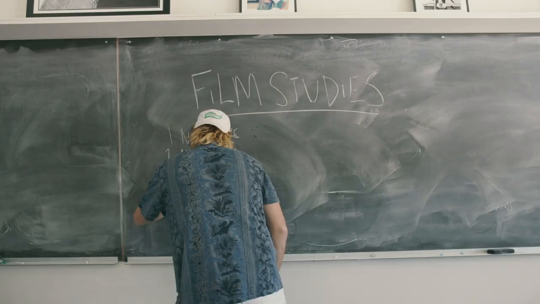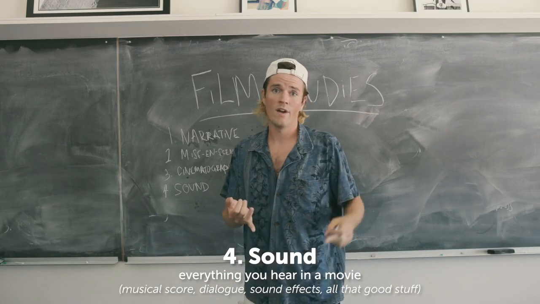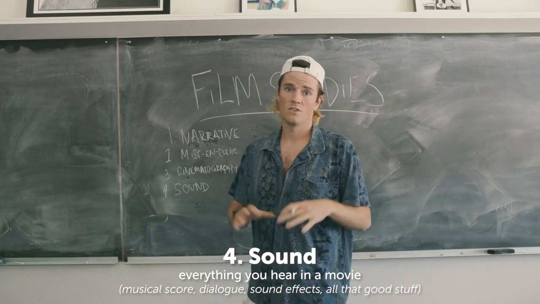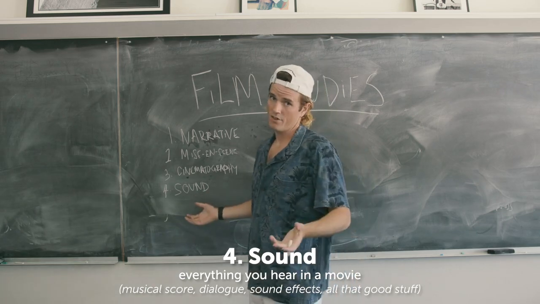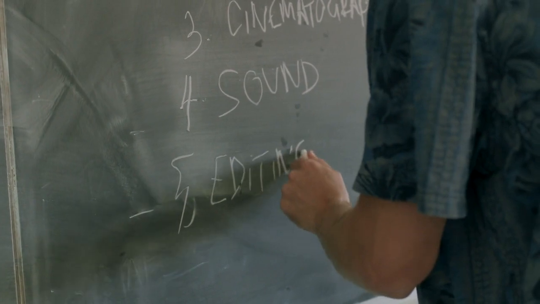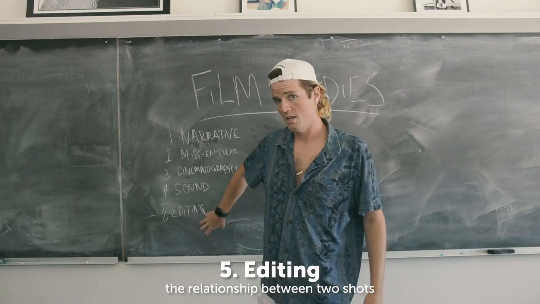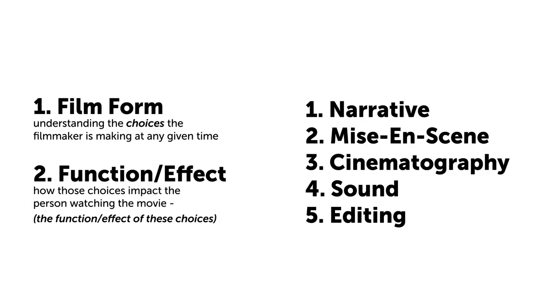Number 4 is sound. Everything that you hear in a movie, whether it's the musical score, dialogue, sound effects, all that good stuff, falls into this category. And number 5, last and most important of all, is editing, which refers to the relationship between 2 shots. This basically is the core of what you learn in film school right here. Every movie is made up of choices that fall into these 5 categories.